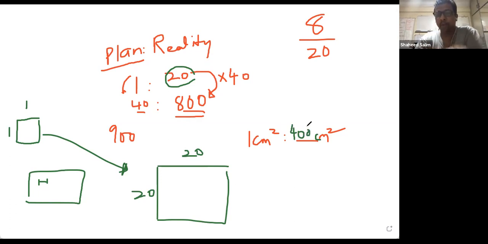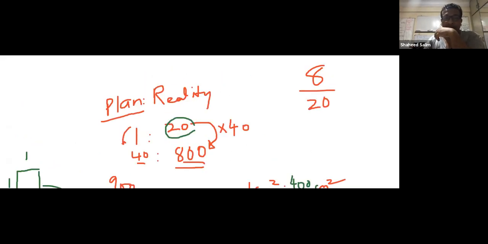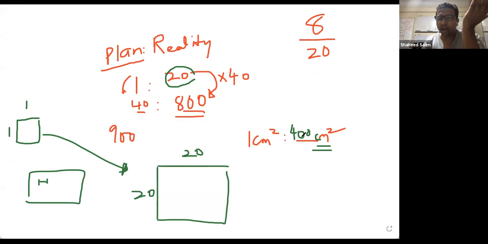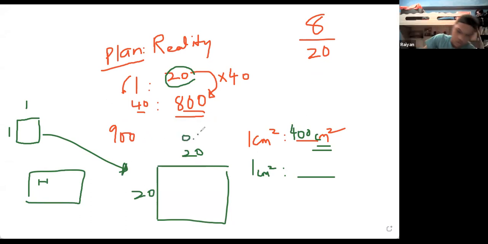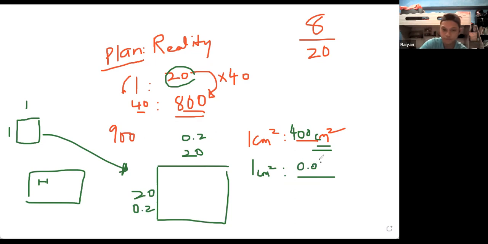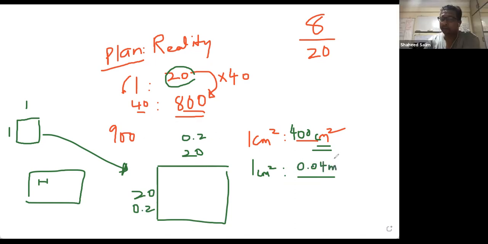Okay, that's number 1. This is now in cm square. They are asking you in what? Square meters. So I need to find out, 400 square cm, how much is it in square meters? Because you need to answer in square meters. So 20 cm is how many meters? You divide by 100, you get 0.2. So 0.2 times 0.2 gives you 0.04 square meters.